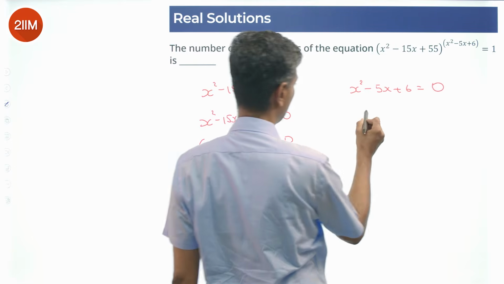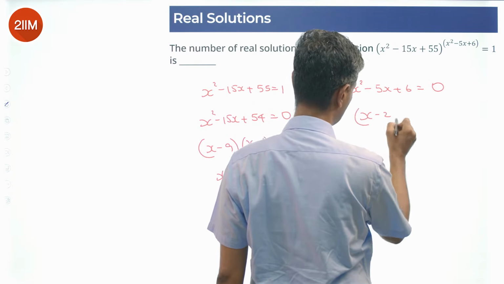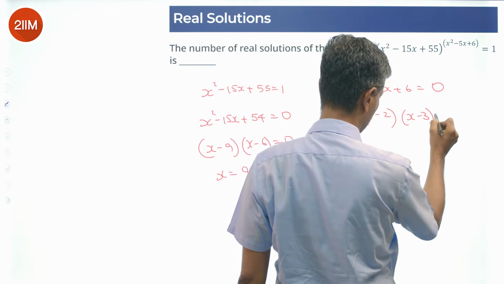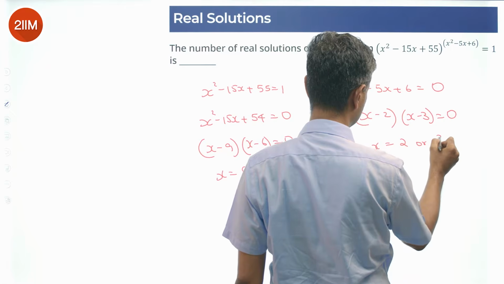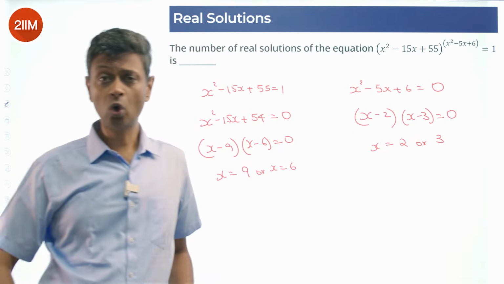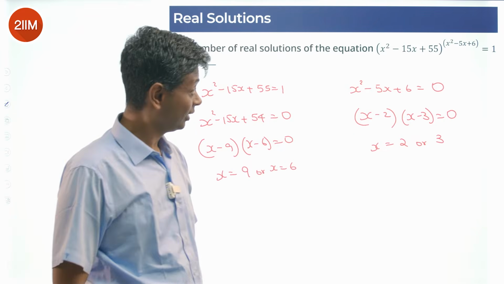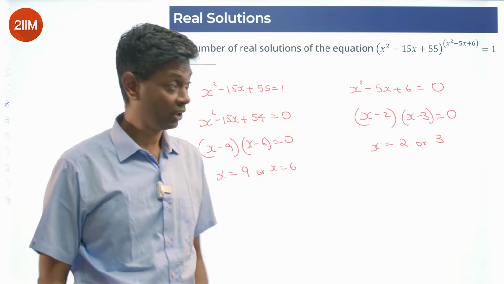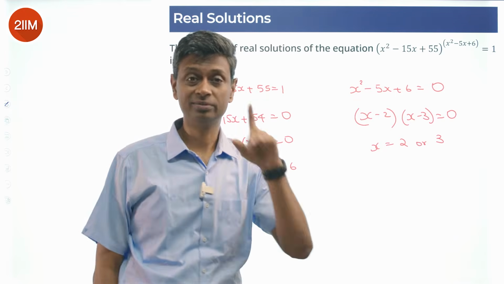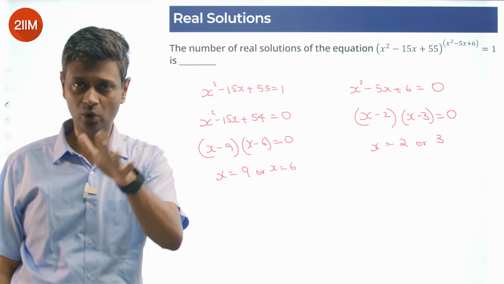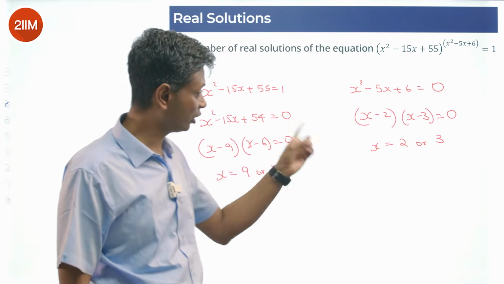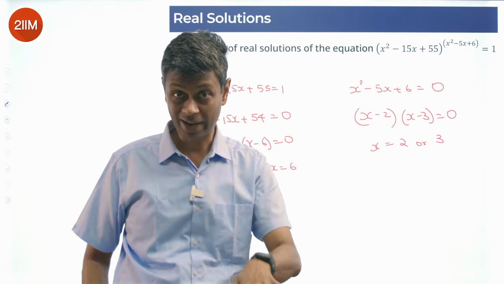For the power side, x square minus 5x plus 6 equal to 0, we have x minus 2 into x minus 3 is equal to 0. So x is 2 or 3. If x were 2 or 3, then the power would go to 0. Something power 0 is 1, that will work. If x were 6 or 9, then it is 1 power something, that is 1, that will also work. So 1, 2, 3, 4: 4 values of x are in the bag.